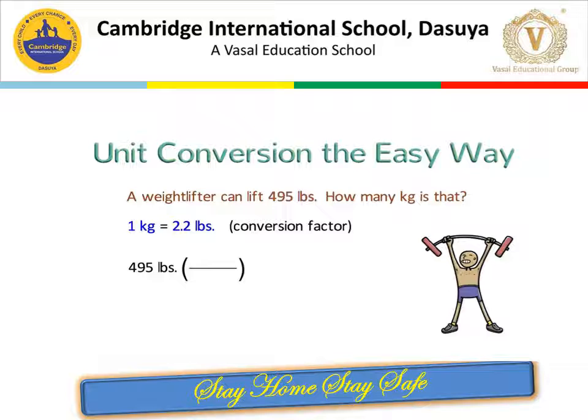But how do we know which one goes on top and which one goes on the bottom? To answer that question, all we need to do is look at the units, which is why we always include the units in the calculation itself. The quantity we are starting out with has the units of pounds, so we take 2.2 pounds from the conversion factor and write it on the bottom. Next, because we want to end up with kilograms, we take 1 kilogram from the conversion factor and write it on the top of the fraction.